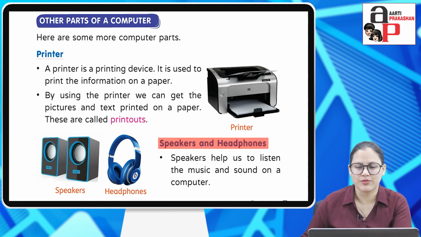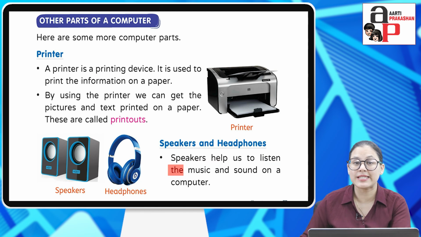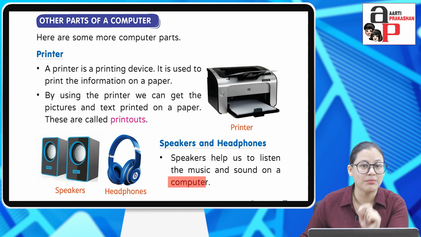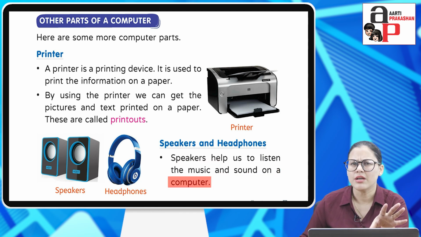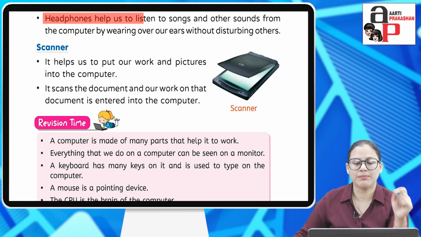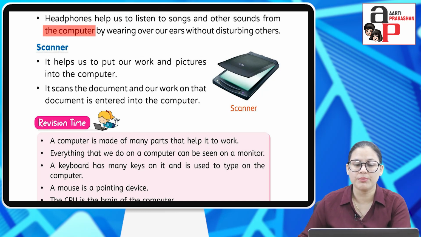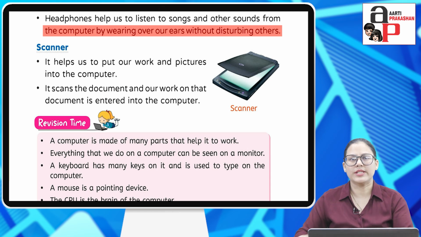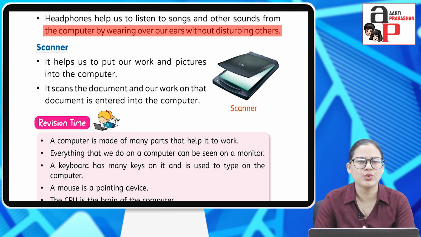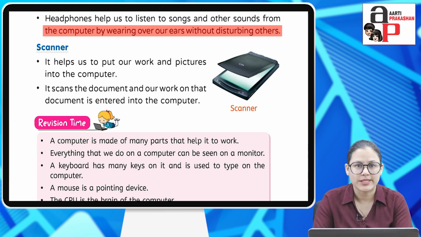Next, speakers and headphones. You can see the pictures of speakers and headphones. Speakers help us to listen to music and sound on a computer. Headphones help us to listen to songs and other sounds from the computer by wearing them over our ears without disturbing others. Whenever we want to listen to music and don't want to disturb other people, we use headphones.